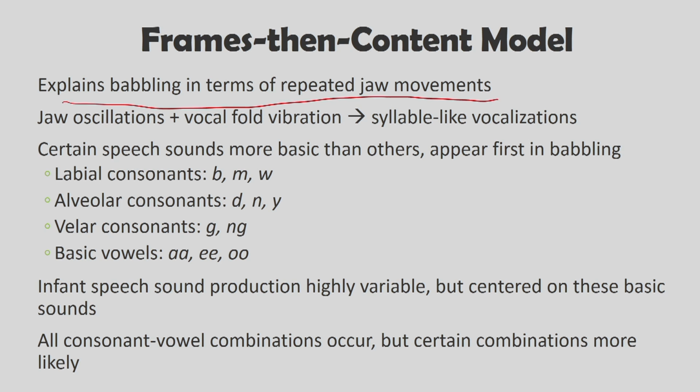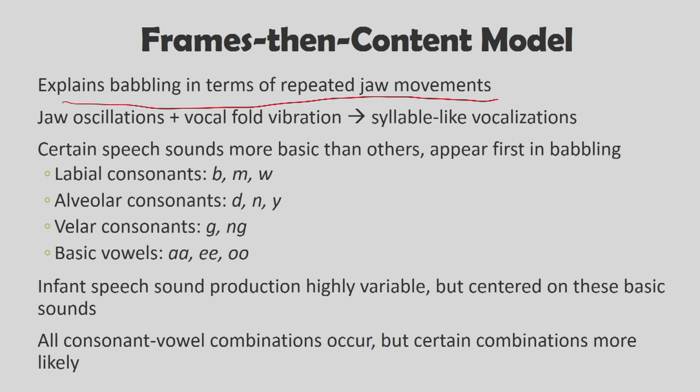Davies and MacNeilage, 1994, proposed the theory that explains babbling in terms of jaw movement. So, what do they say? According to the model, babbling begins around 6 to 8 months, because this is when the infant gains control over the jaw. When an infant is born, he is not able to control the jaw, and so he cannot produce speech. But by 6 to 8 months, the infant is able to control the jaw and produce babbling.